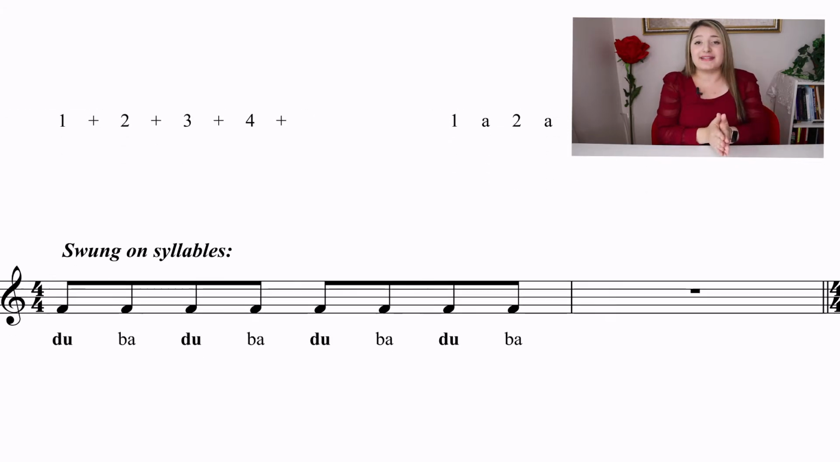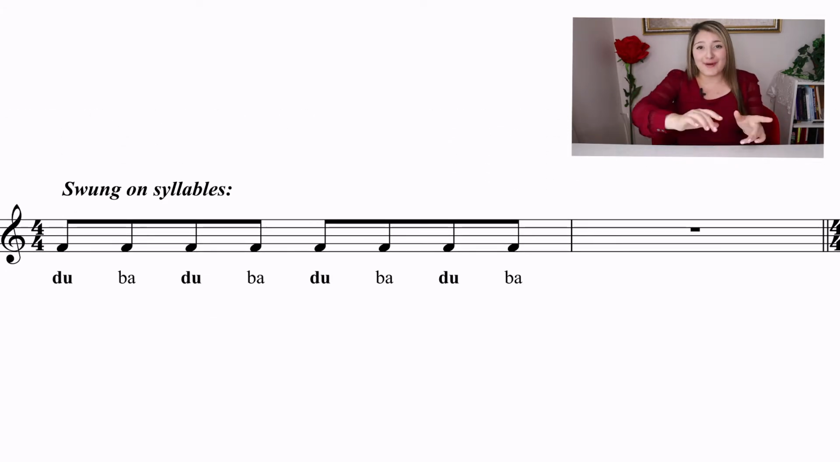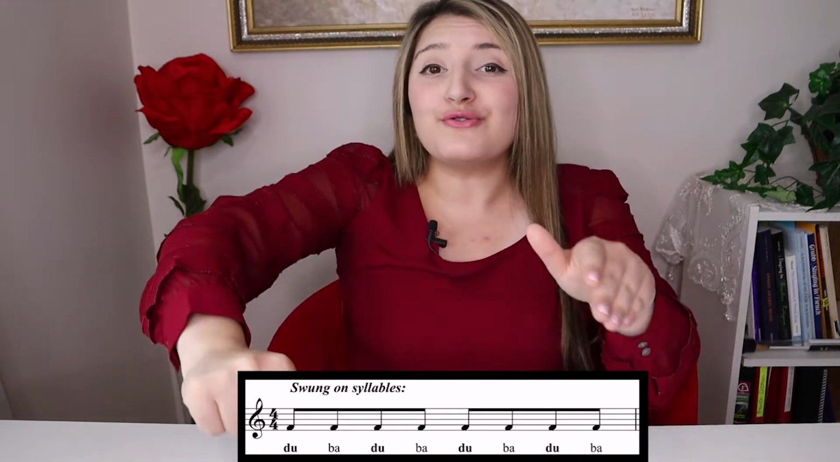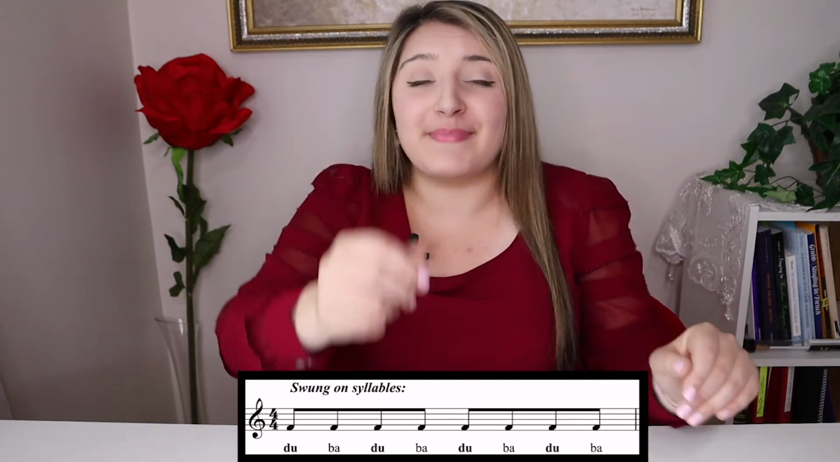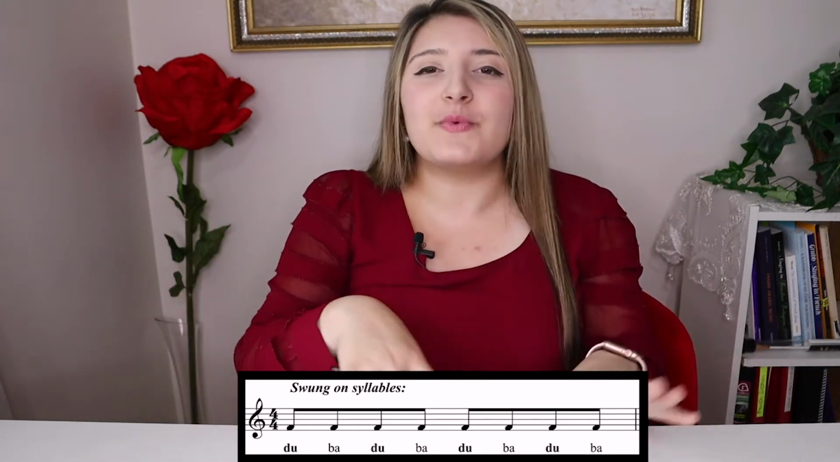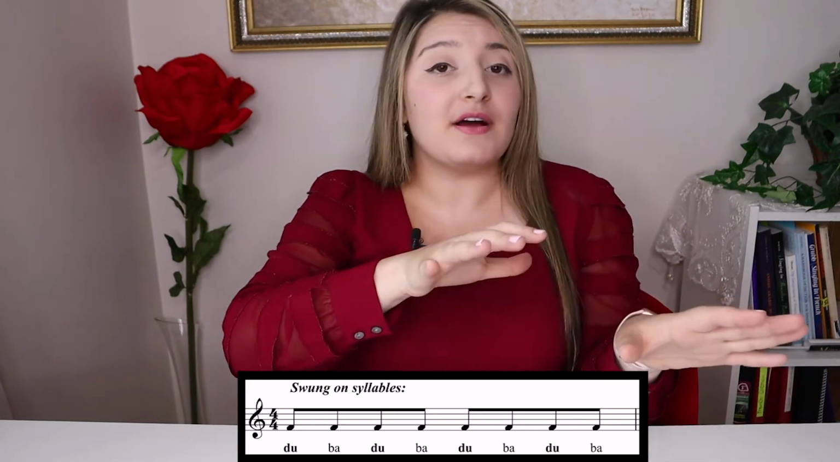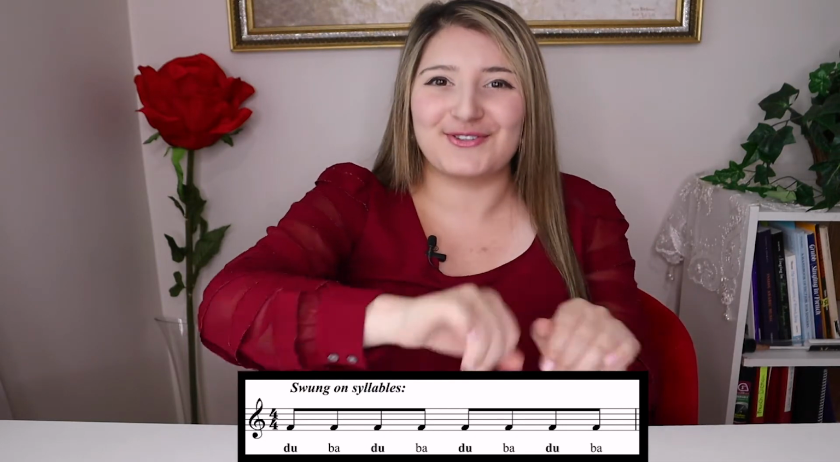So I like to put it on scat syllables. Do ba do ba do ba do ba. Here we go. Snap the tempo. Here we go. Do ba do ba do ba do ba. So we can really feel the length of the do with that longer vowel. Do ba short, long short, long short, long short, long short.